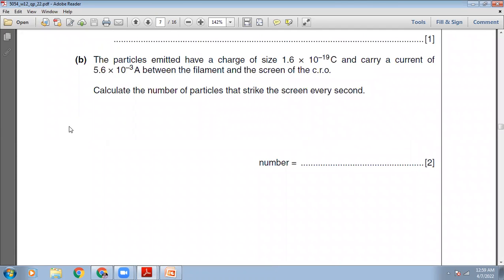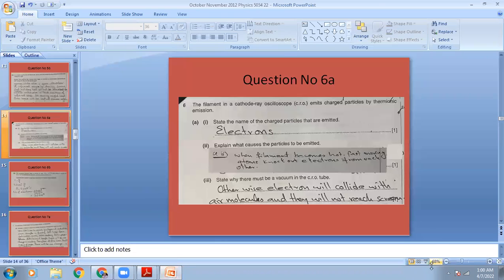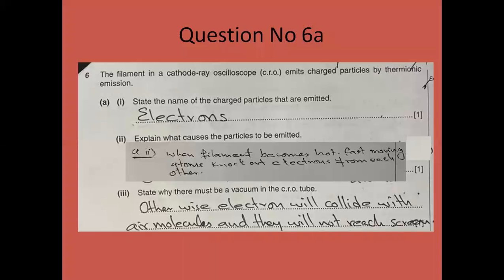It says the particles emitted have a charge of size 1.6 × 10^-19 coulomb. That's the charge on one electron, and they carry a current of 5.6 × 10^-3 ampere between the filament and the screen of the CRO. Calculate the number of particles that strike the screen every second. So we know the current and we know the time, so we can find the charge. I = Q/T, so Q = I × T. Once you know the charge, you can divide that amount of charge by the charge of a single electron, and you will know how many electrons there are. So it's a 2 marks numerical. Let's do it.